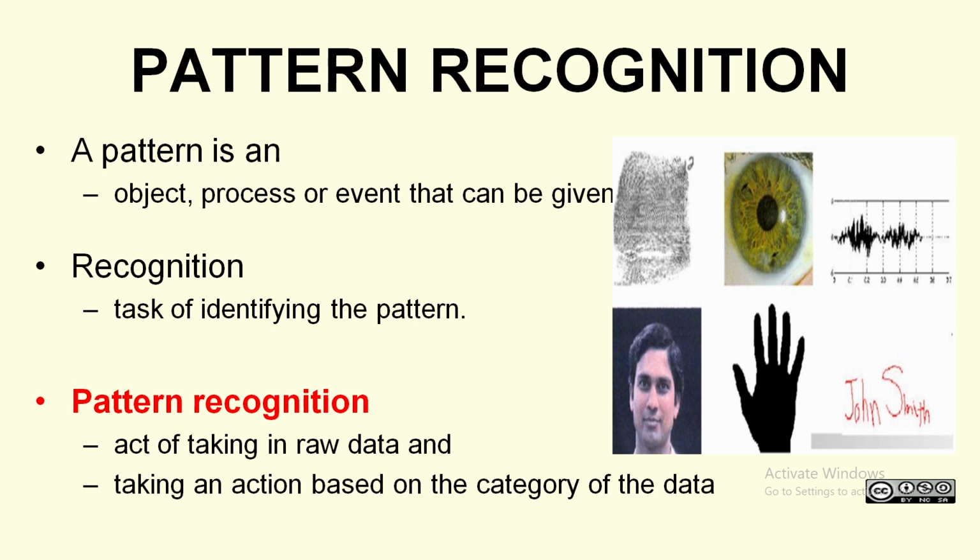If you look at the pictures, you might have seen some patterns like fingerprints, iris, face, palm, handwritten characters as well as some signals. All these are called patterns. Now what is recognition? The task of identifying this pattern is recognition. Combined, pattern recognition is nothing but the act of taking in raw data, that means taking in a raw pattern, and processing it to take action based on the category of the pattern. This is what pattern recognition is all about.